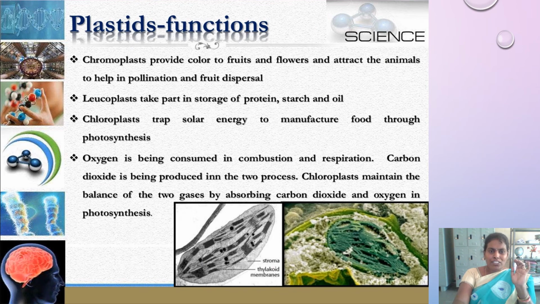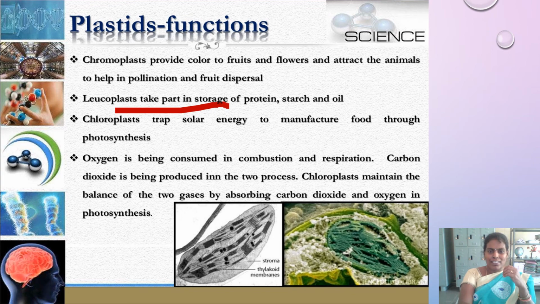See the functions of plastids. Just now we have discussed, plastids provide color to fruits, flowers, and because of this colorfulness, they attract the insects, which is very helpful for the pollination. Leucoplasts take part in storage of food materials.